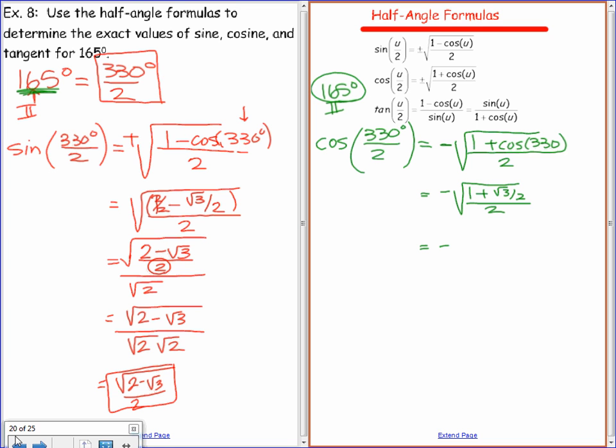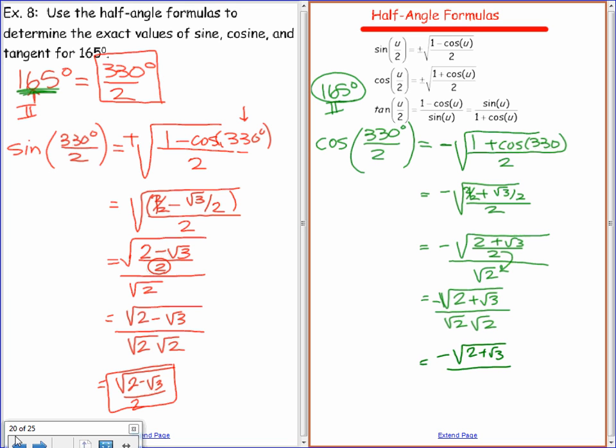Okay, so how do I simplify this? This is going to be 2 over 2. So in the numerator, I have 2 plus the square root of 3 over 2. In the denominator, I still have the square root of 2 from the initial piece. We're going to make this 2 go down below. So this is negative the square root of 2 plus root 3, with a square root of 2 and a square root of 2 in the denominator. So really what I want is negative the square root of 2 plus root 3 all over 2. And that's my answer for cosine.